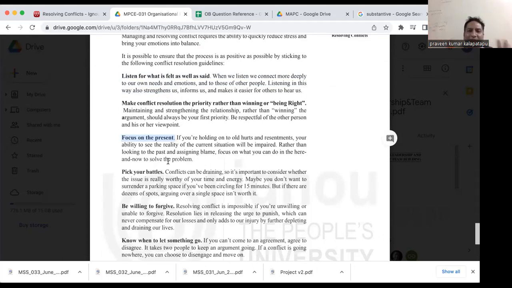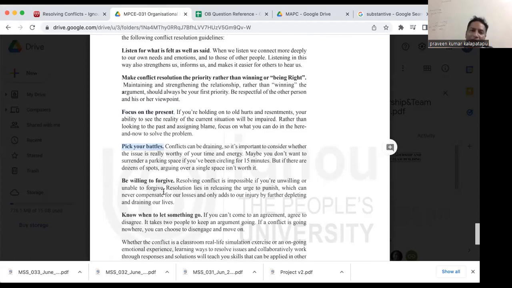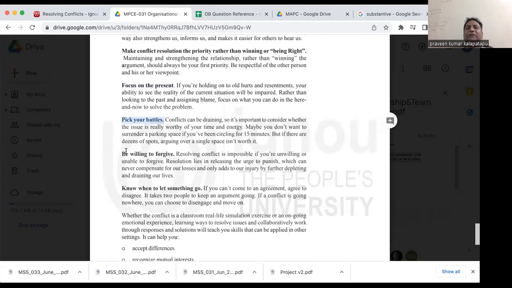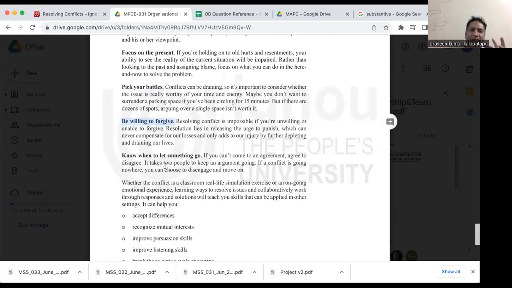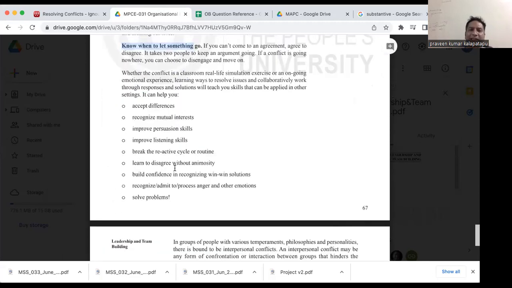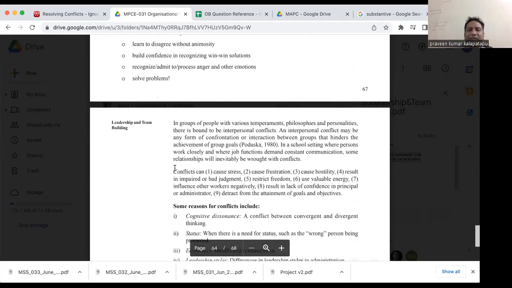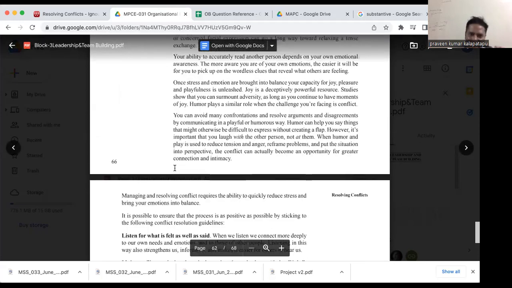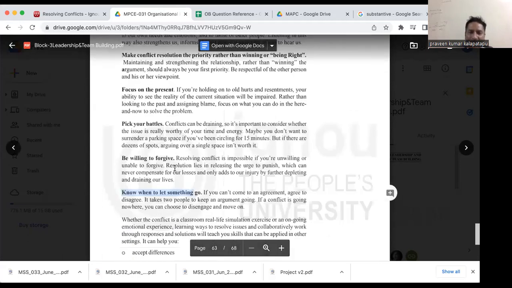Focus on the present. What is the problem that is there in hand, and weigh what you need to pick as a battle, right? You should not pick everything as a battle. You need to be selective in what you are going to fight and what you are not going to fight, right? And be willing to forgive. So yes, it is a mistake, be willing to forgive. Okay, and know when to let go of something, right? So basically these are some things which are important, and again, they are related to stress and resolution of the conflict.